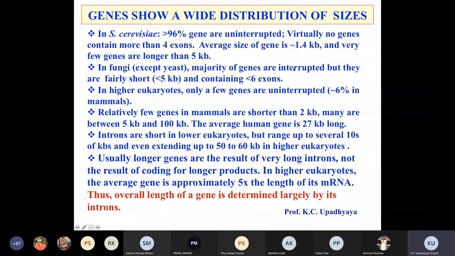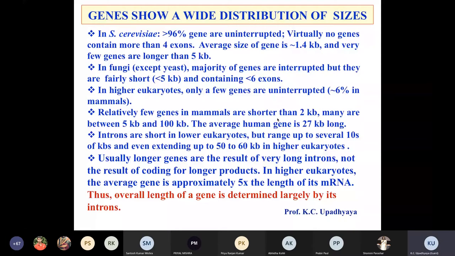As we go further in the evolutionary scale, in the higher eukaryotes only a few genes are uninterrupted. So there are only a few genes which are not split, less than 6% in mammals. In mammals, there are very few genes which are less than 2 kb. Many are more than 500 kb. Average gene size in human is 27 kb. And of course, many genes are very large. So usually longer genes are the result of very long introns, not the result of coding for longer products. In higher eukaryotes, the average gene is approximately 5 times the length of its messenger RNA. So we can conclude that the overall length of a gene is driven by its introns.